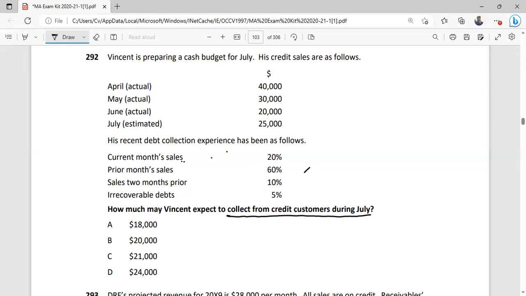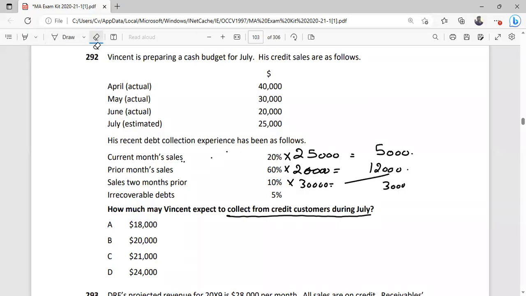So if we are talking about July, sales are 25,000. So current month sales 25,000 into 20%, which means 5,000. Prior month was June, and for June we have sales of 20,000. So 60% of this 20,000 is 12,000. 2 months prior means May. So 30,000 into 10% is 3,000. And 5% are irrecoverable debt.